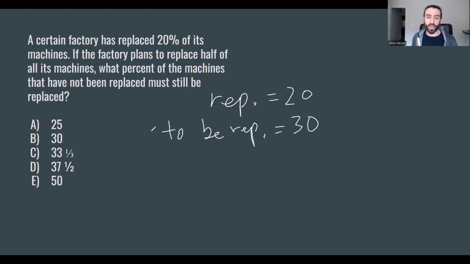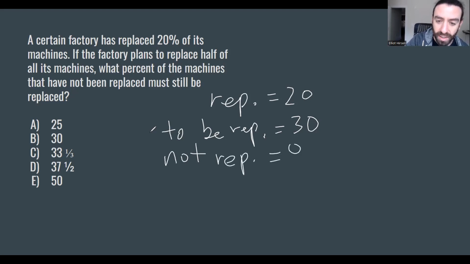So then we'll make sure we're keyed in on what the question's asking. What percent of the machines, not in total it says, but what percent of the machines that have not been replaced must still be replaced? So we know it's 30 more machines to be replaced. How many have not been replaced yet? Well, if there are 100 total and we've replaced 20, you'll agree with me that means there are 80 which are not replaced. And now we basically have what we need for the fraction that makes up the right answer.